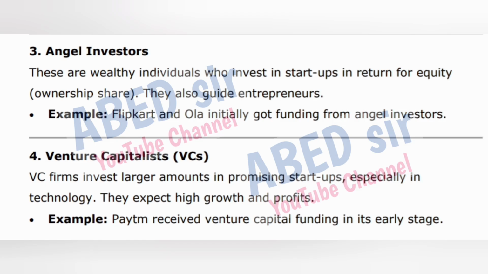3. Angel investors. These are wealthy individuals who invest in startups in return for equity, an ownership share. They also guide entrepreneurs. Example, Flipkart and Ola initially got funding from angel investors. 4. Venture capitalists, VCs. VC firms invest larger amounts in promising startups, especially in technology. They expect high growth and profits. Example, Paytm received venture capital funding in its early stage.